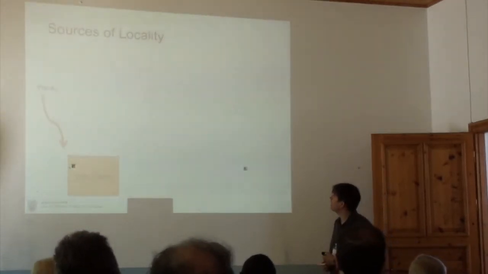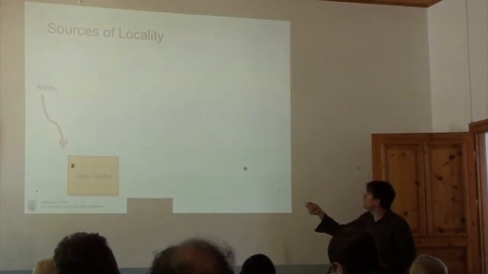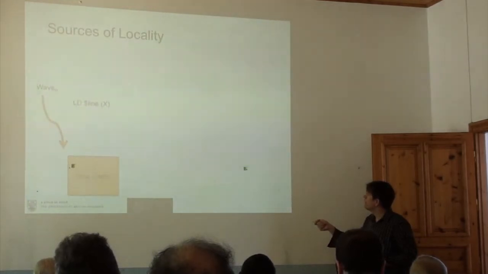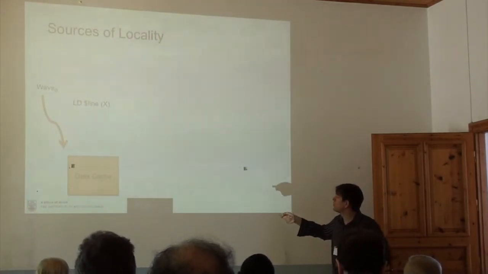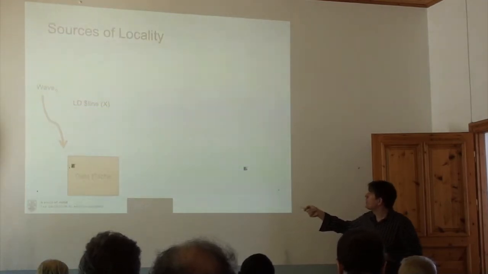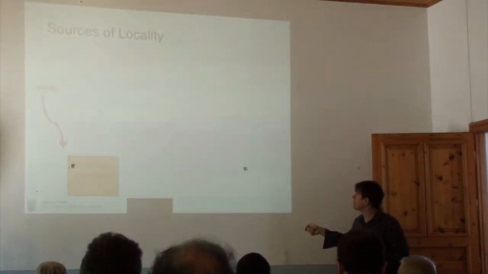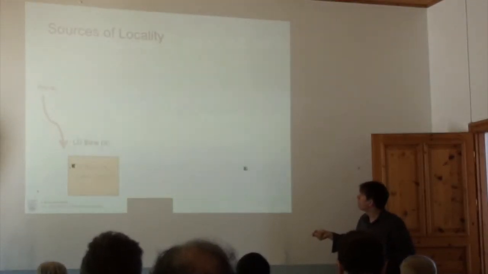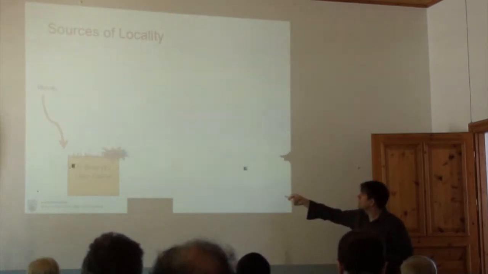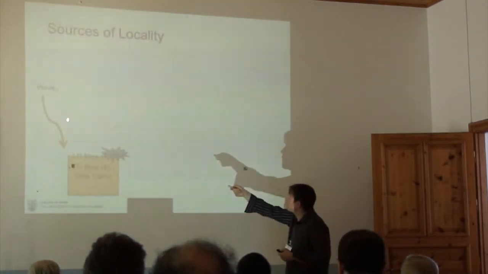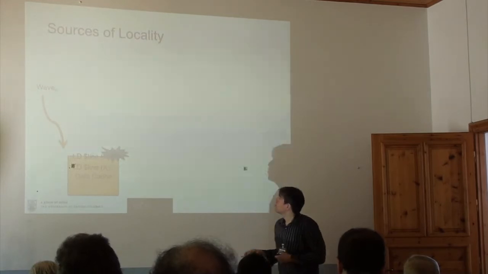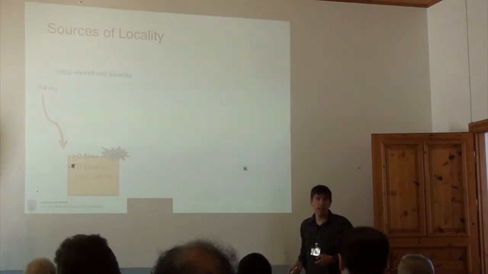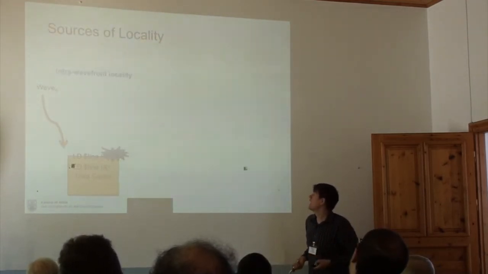So, sources of locality here. Imagine we have two wavefronts, wavefront 0 and then wavefront 1, and they're running on a single core in this architecture. Wavefront 0 accesses line X, brings it into the cache, and then accesses it again. So wavefront 0 again executes and accesses it again and has a cache hit. We can call that intra-wavefront locality or intra-warp locality.